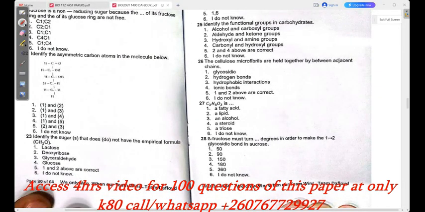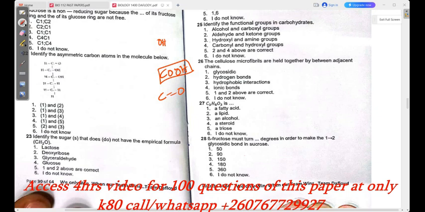25. Identify the functional groups in carbohydrates. So what are functional groups? Functional groups are groups that give the chemical characteristics of a particular molecule. So alcohols are hydroxyl groups. Then carboxyl groups. So carboxyl group is this group. We don't have this group in carbohydrates. We only have this group, which is a carbonyl group and not a carboxyl group.